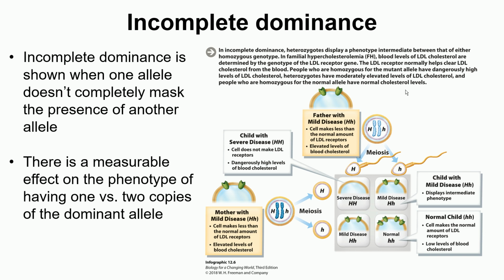If one allele is mutant and the other is normal, in that situation people have moderately elevated levels of cholesterol, because in this situation it shows some intermediate effect. And the people who have both alleles mutant will have a dangerously high level of cholesterol.